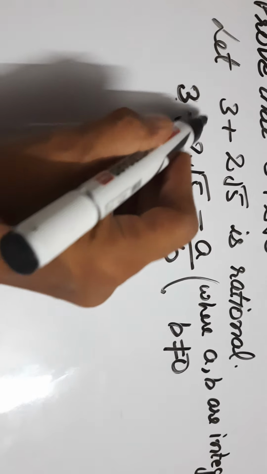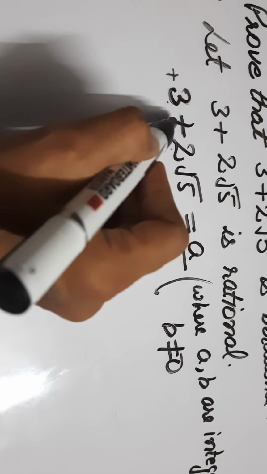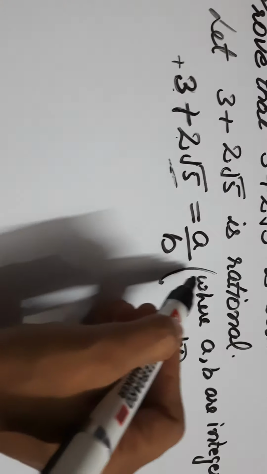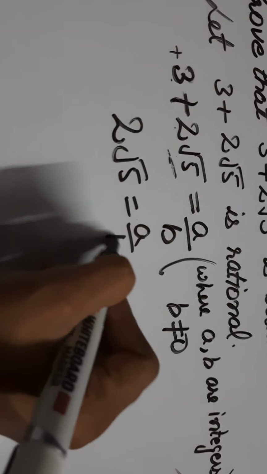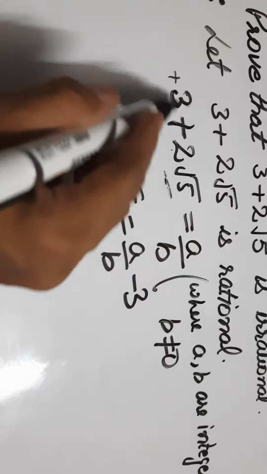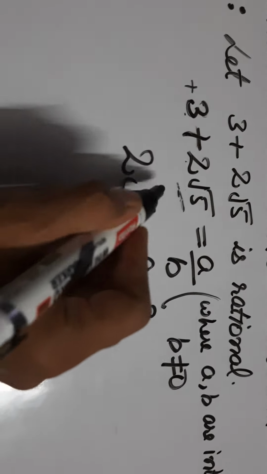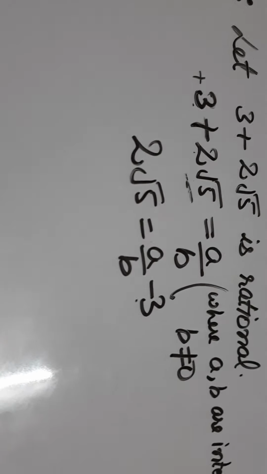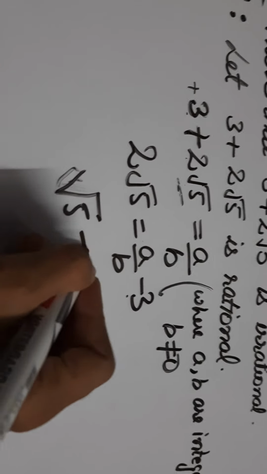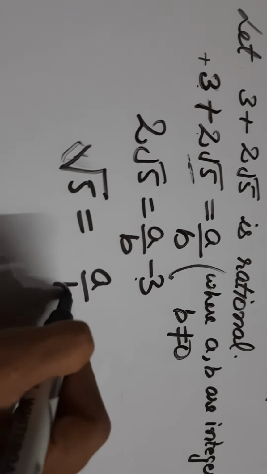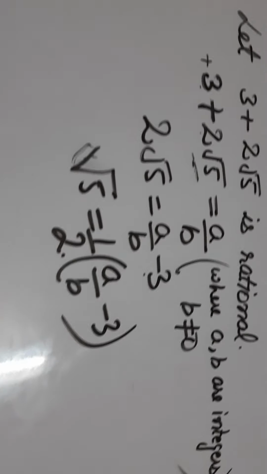First of all, we'll take this 3 to the other side. इसका अपना sign क्या है? Plus, and here also plus. So if it is plus, when it goes to the other side it will become minus. So it will become a by b minus 3, because plus 3 is there, it will become minus. Now it is getting multiplied, ये multiply हो रहा है, तो उधर जाकर क्या हो जाएगा? ये divide. So we will write root 5 is equal to a by b minus 3 whole divided by 2.